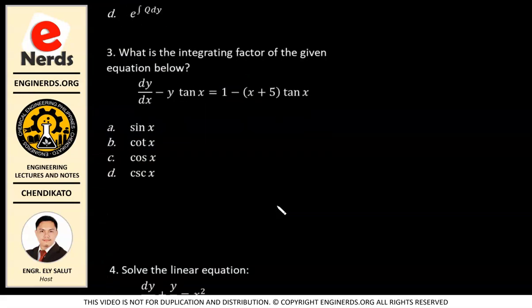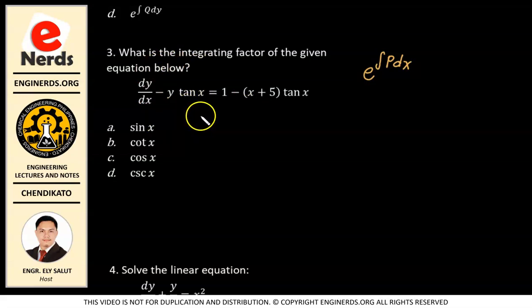What is the integrating factor of the given equation below? We have dy over dx minus y tangent x is equal to 1 minus x plus 5 times tangent x. We already know the integrating factor, which we answered earlier: e raised to the integral of p dx. All we have to do is identify which term here is our p.